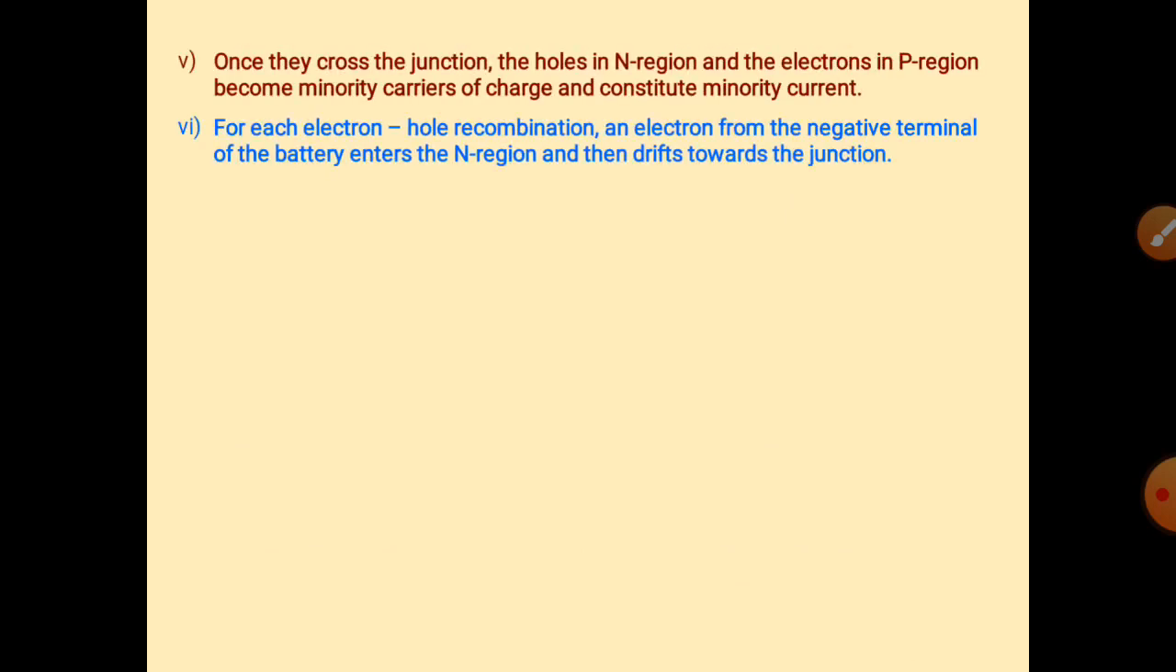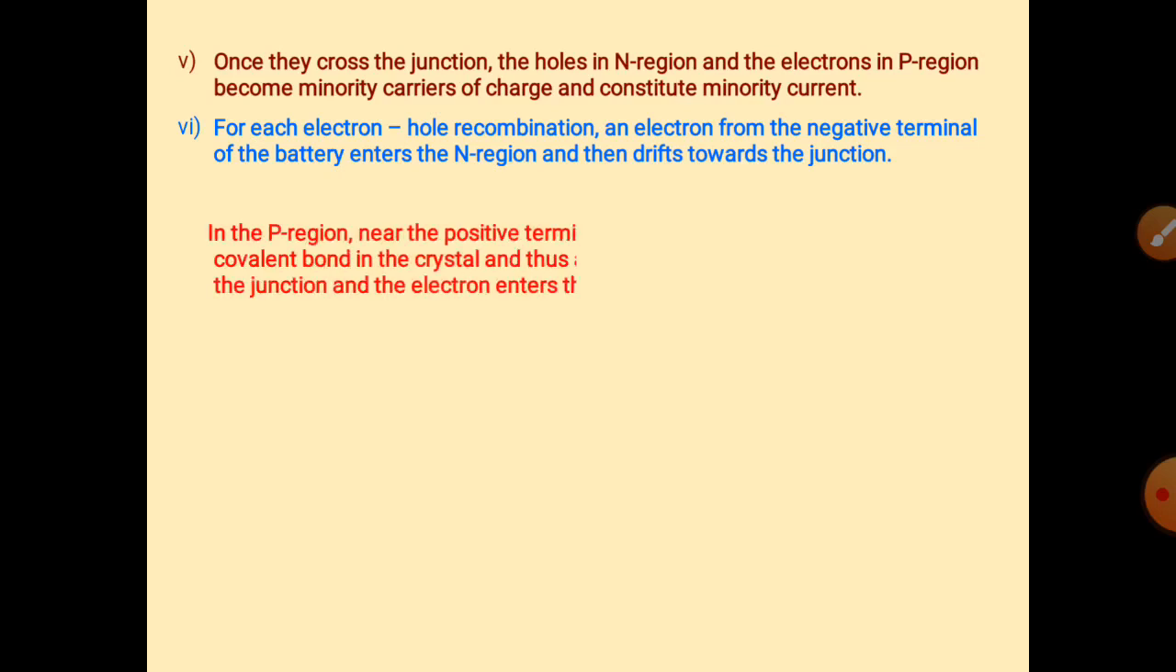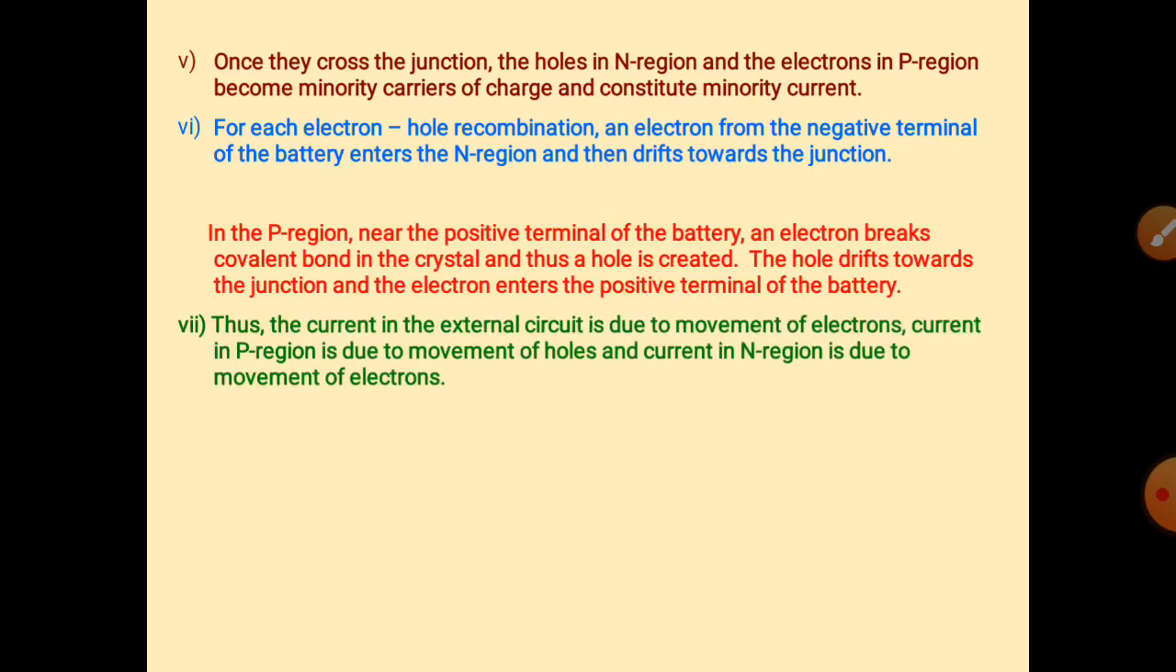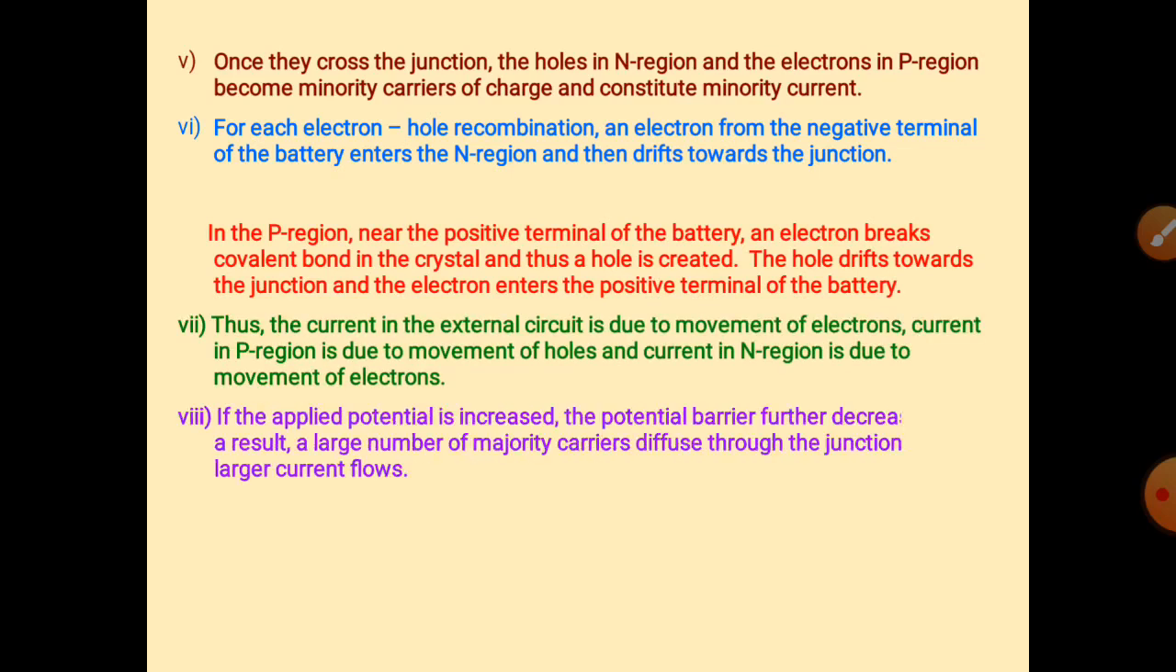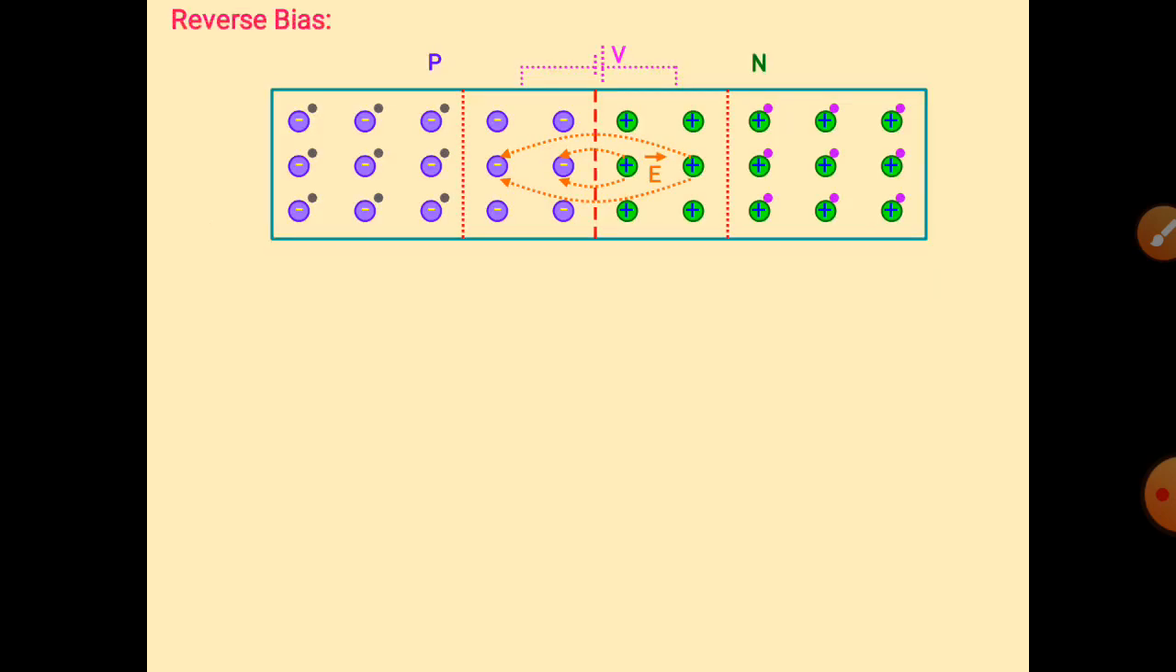So for each electron hole recombination, an electron from the negative terminal of the battery enters the N region and then drifts towards the junction, right? So see, because of this motion of electrons, we are having more value of electric current, right? So here the width of the potential barrier is decreased, and because of that electrons can move easily from one region to another region, right?